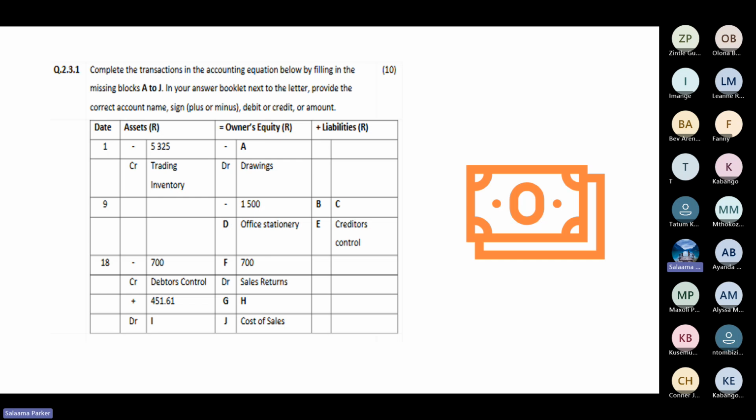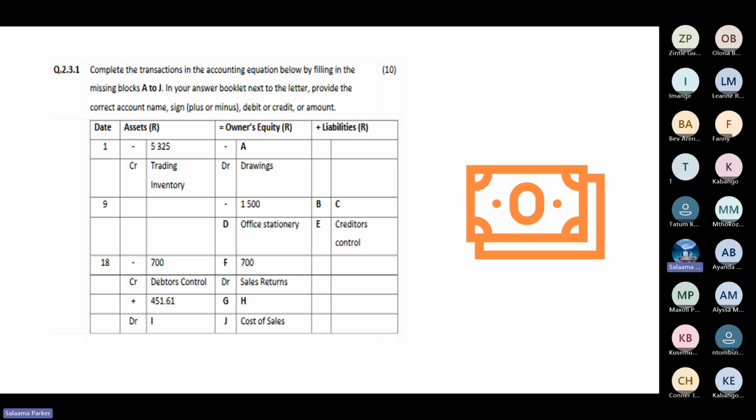And H, what is the amount? Now you have to give an amount here. What will the amount be? Will it be a different amount or the same amount as this amount that's here? There we go. So you record the same amount over here. So that will be your answer.